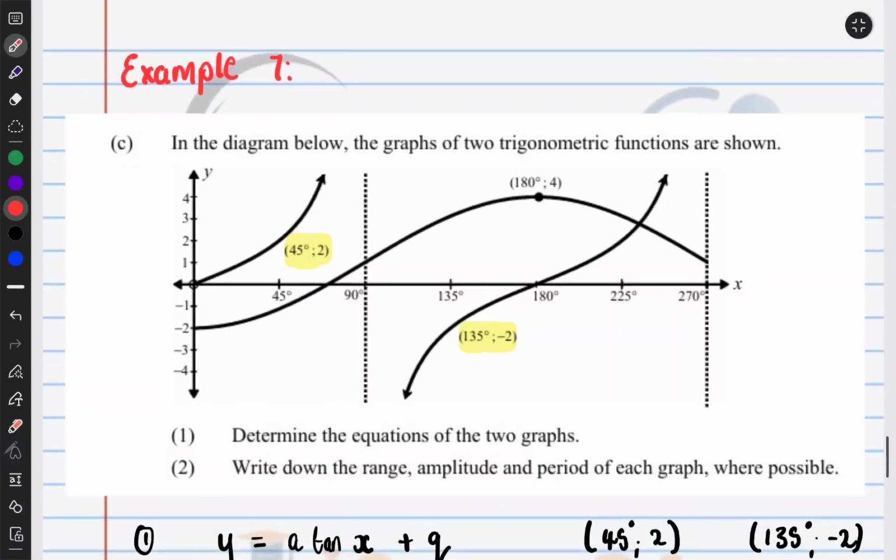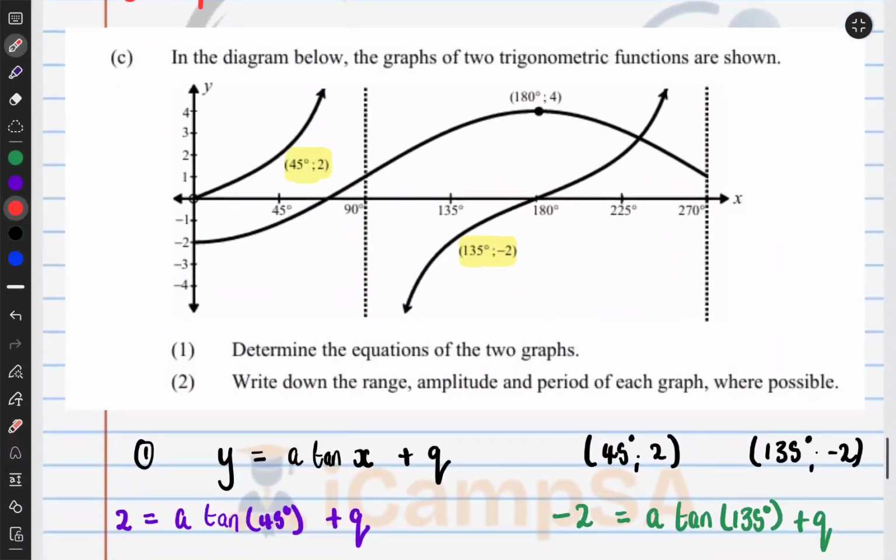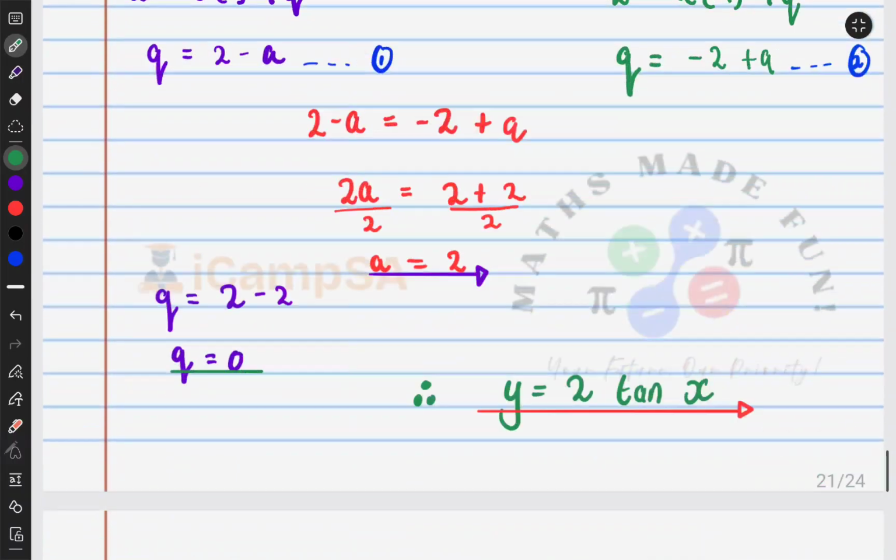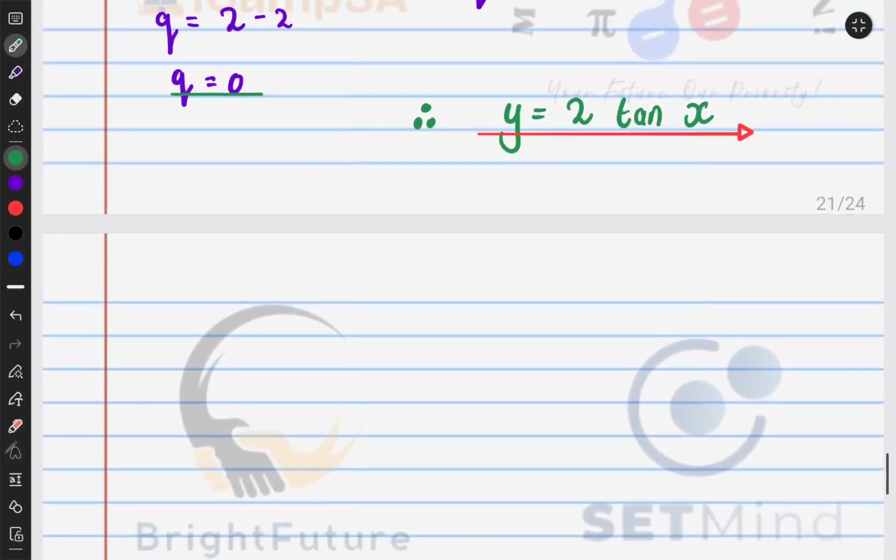And then next, let's do the cosine one now. The cosine one, we have 2 points, also negative 2, and this one here at negative 4. This is 0 degrees and negative 2. You have to be able to interpret these graphs, guys. Okay, then let's come here. What is the general equation for the cosine function? The general equation is y is equal to a cos x plus q.